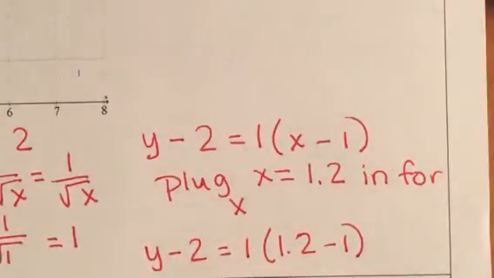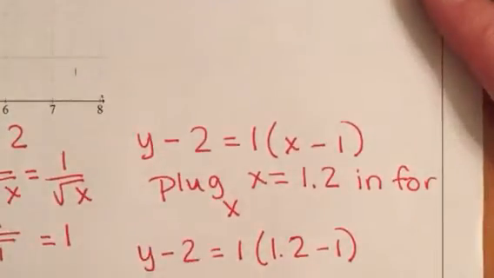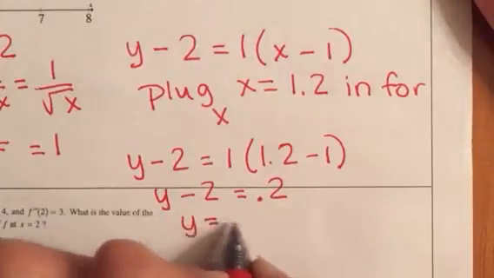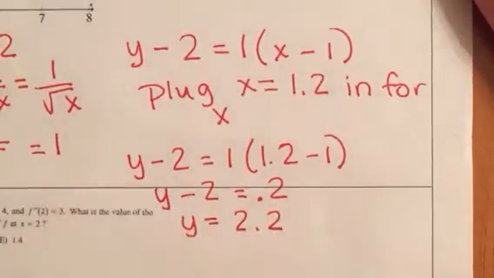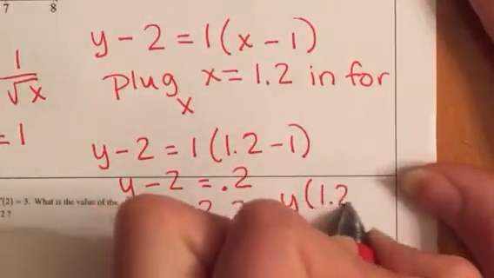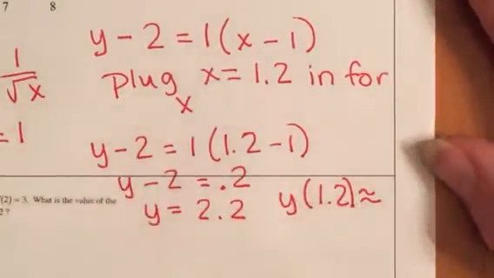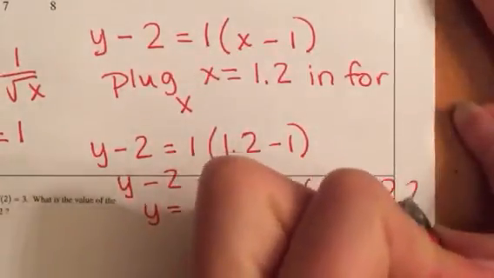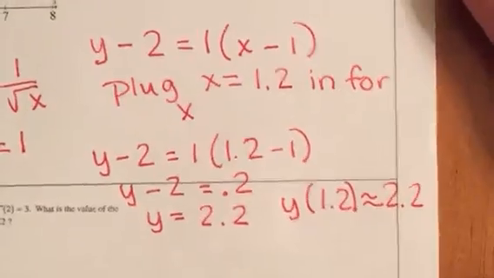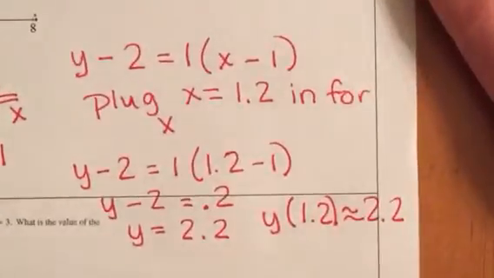Now we can use this equation and solve for y. So we have y minus 2 equals 0.2 when we subtract. Adding to bring the 2 to the other side, we get y is 2.2. So we approximated y of 1.2 to be 2.2. Okay, let's take a look graphically at what's happening here. By the way, that's our answer.